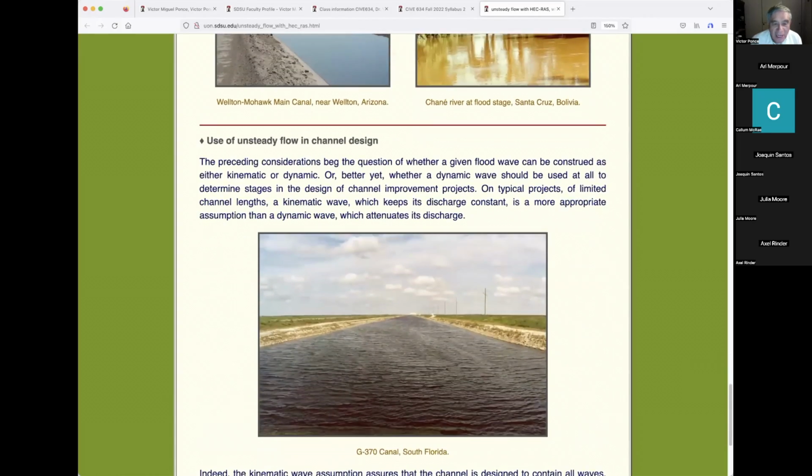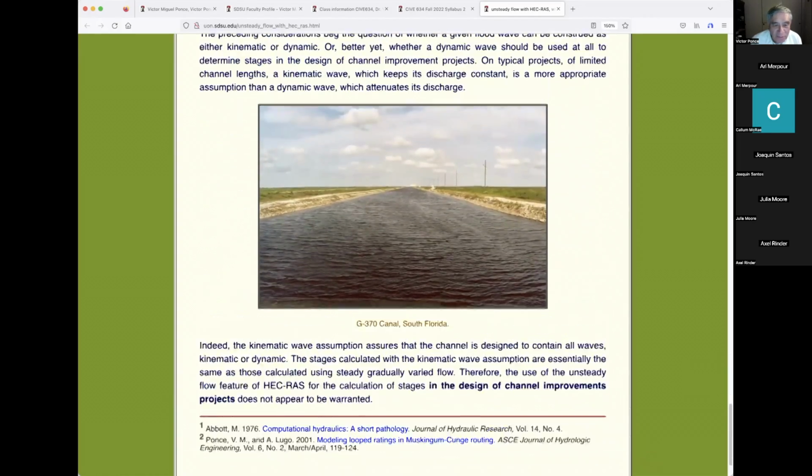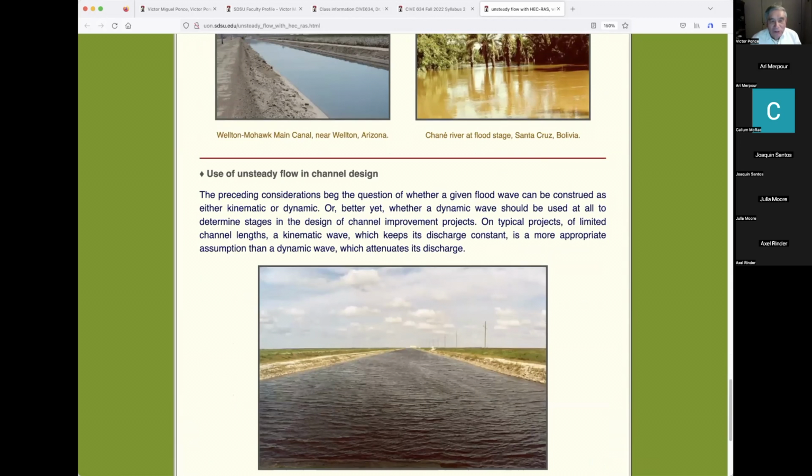Okay, now comes the truth of the matter. Use of unsteady flow in channel design. So there's an issue here of design versus what is the other one? Forecasting. Yeah. If you're designing, it's a static situation. In forecasting, it's not static. Forecasting is dynamic, it varies with time and so forth. So the question is, what are you doing here? Are you doing design or forecasting? And I have the answer to that question.